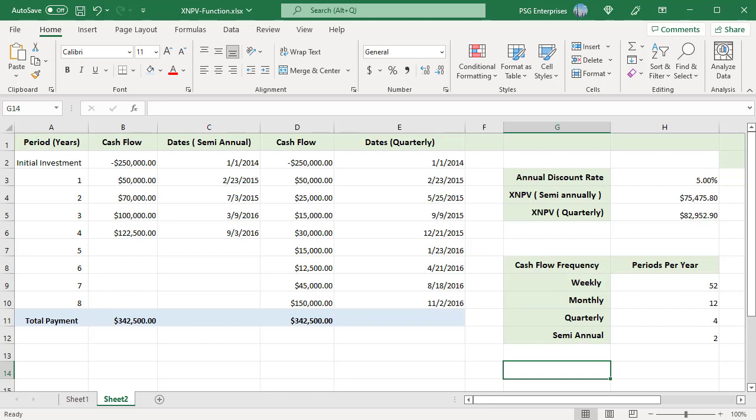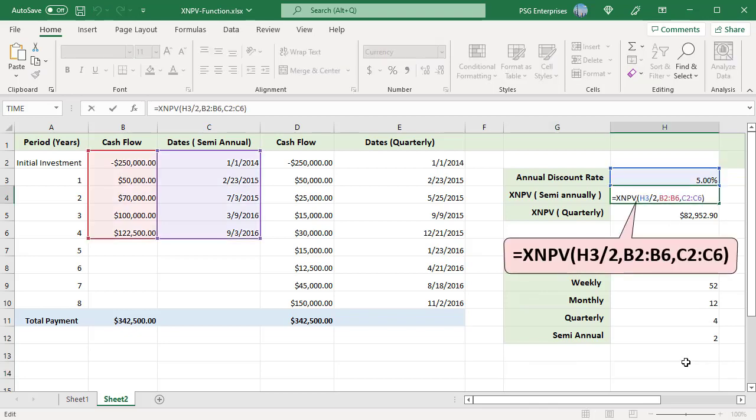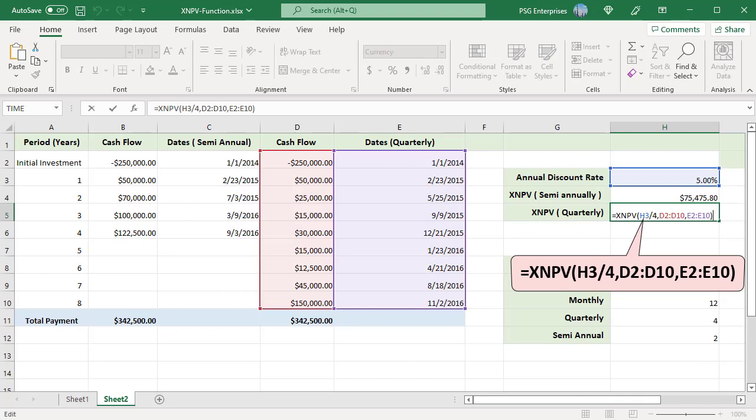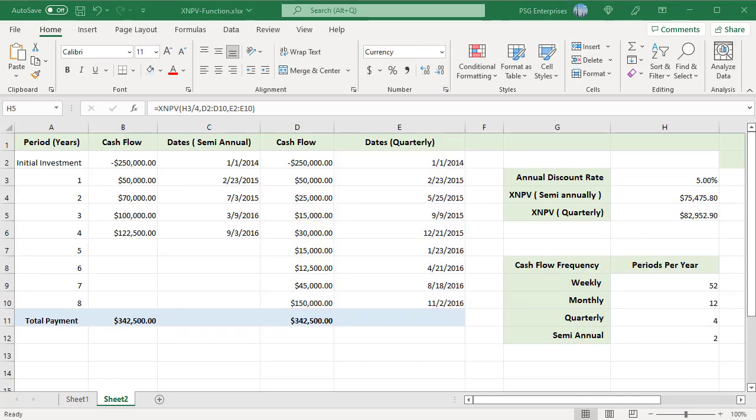Use this formula if the investment pays semi-annually. Divide the rate by 2. Use this formula if the investment pays quarterly. Divide the rate by 4. Notice how the values change if the same amount is paid annually but in different frequencies. If the frequency of payment increases, the net present value increases.